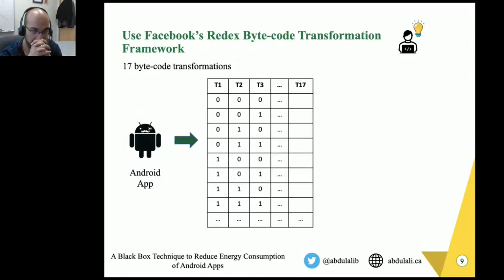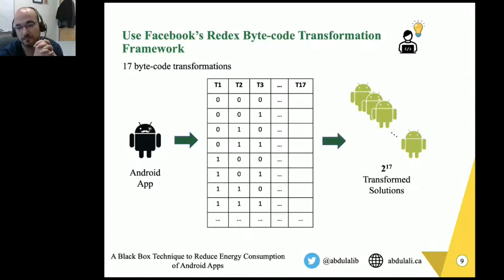However, for applying 17 transformations, we have to consider all of their possible combinations. That means 2 power 17 possible solutions. It is exhaustive to measure the energy consumption of 2 power 17 solutions or Android versions or variants to find the best variant. Hence, applying all possible combinations of 17 transformations is impractical. As a solution, we explore the search space of 2 power 17 possible solutions using genetic search.